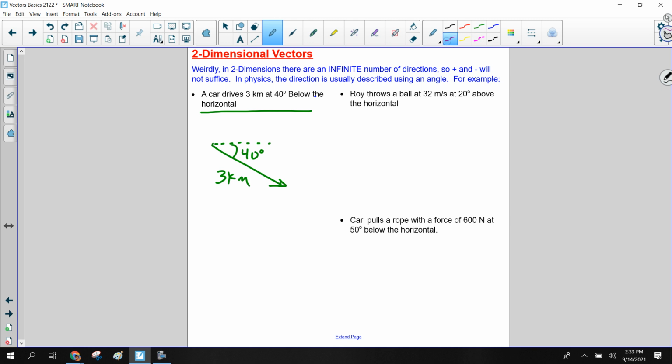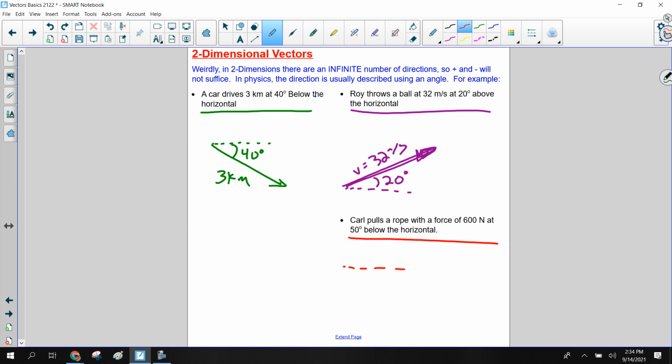Okay? Or maybe it's about Roy throwing a ball. But he's not throwing the ball straight up in the air, he's throwing it at an angle, 20 degrees above the horizontal. So here's above the horizontal, here's horizontal, this is the 20 degrees. So when he first throws it, the velocity is 32 meters a second this way, okay? Or maybe it's a force. Maybe Roy is pulling a rope with some amount of force. And in this one, it's 600 newtons at 50 degrees below the horizontal. So here's horizontal. 50 degrees is going to be pretty steep. Here's my 50 degrees. And then here's Roy's force of 600 newtons.